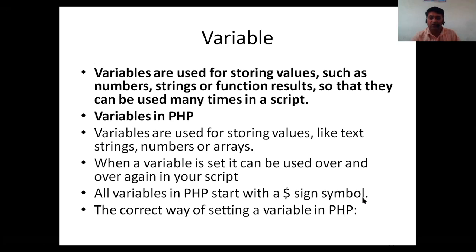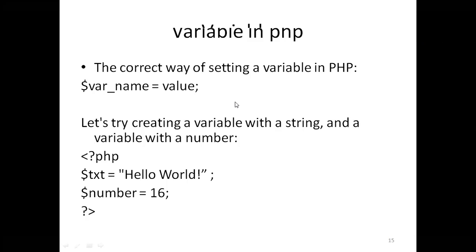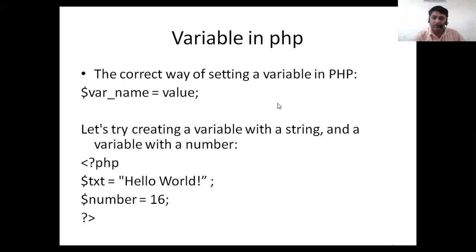For example, $IT is a variable name, $KKW, $Rahul. Now we will see the correct way of setting a variable in PHP in the next slide. So this is the correct way of setting a variable in PHP: $var_name = value. We declare the variable name using the dollar sign, the dollar sign followed by the variable name, equal to a value. It means that we store the value.